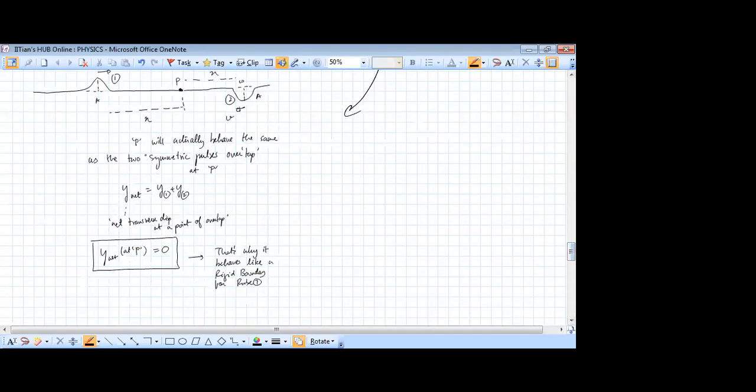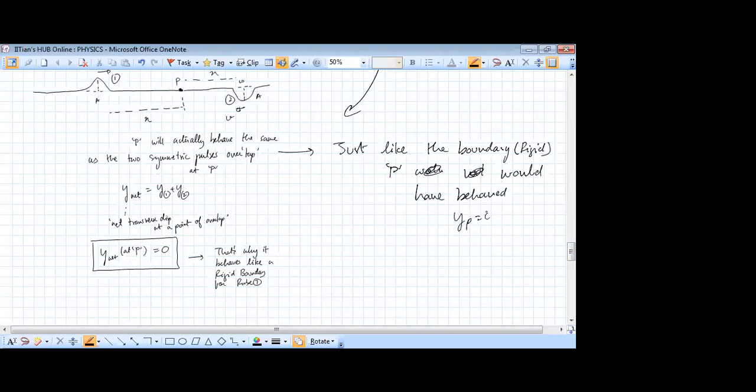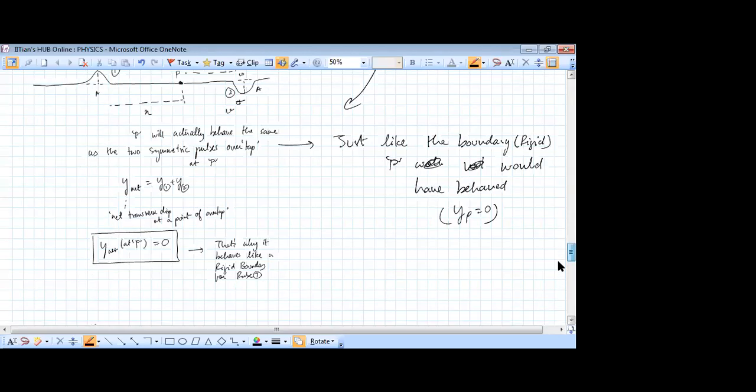And the reason we can do that is because the point P will actually behave just the same as the boundary point, just like the rigid boundary point P would have behaved, because the displacement at such a point would be 0. That's what happens over here. The superposition of 1 and 2 creates... Right now we are talking about a single pulse.